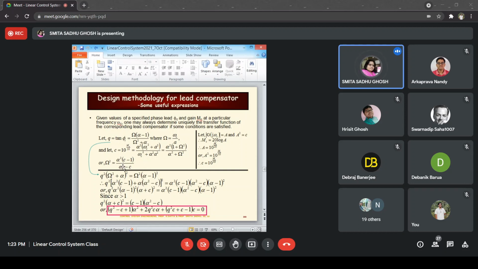The other expression that we are going to take now comes from this term, that is, we have q is equal to capital omega into alpha minus 1, by capital omega square plus alpha. If we multiply this denominator to that side, we get, and then square it, I think. So okay, square.